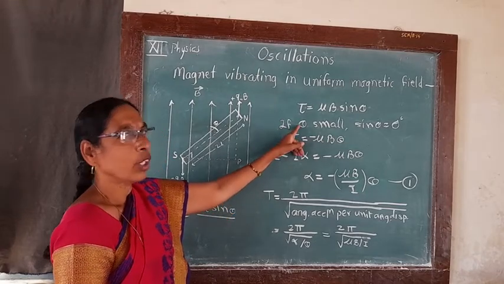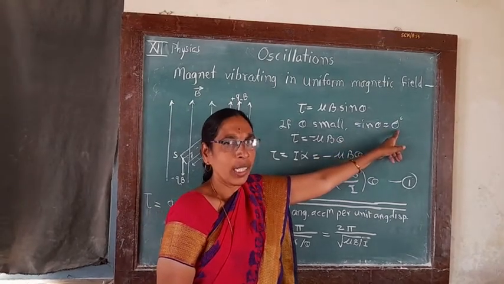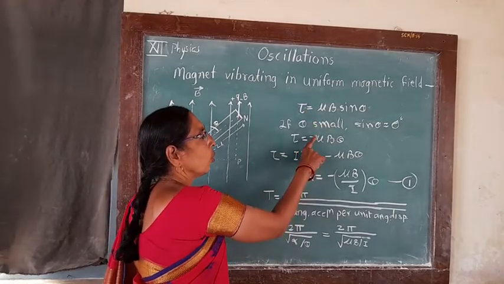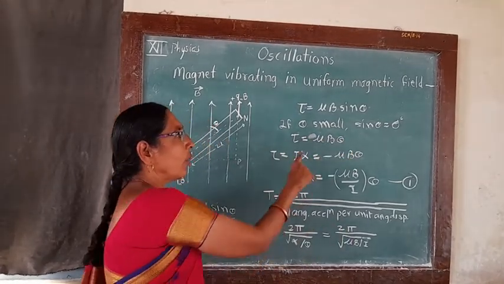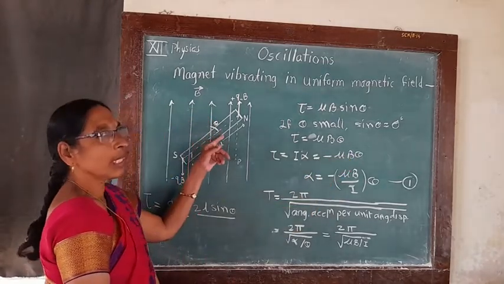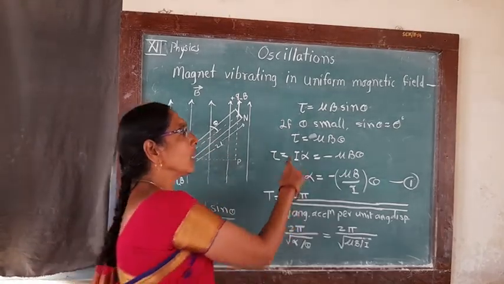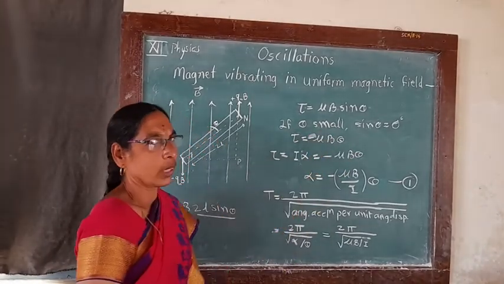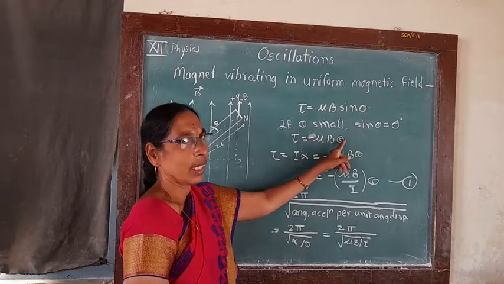But if we consider the angular displacement theta to be small, the value of sin theta is equal to theta in radians, and hence the value of restoring torque is mu B into theta. But if the angular displacement is in the clockwise sense, the restoring torque will be in the anti-clockwise sense. That means tau and theta are oppositely directed, and hence we have to take a negative sign. That means the restoring torque tau is equal to minus mu B theta.